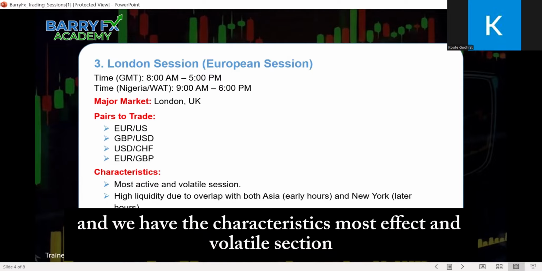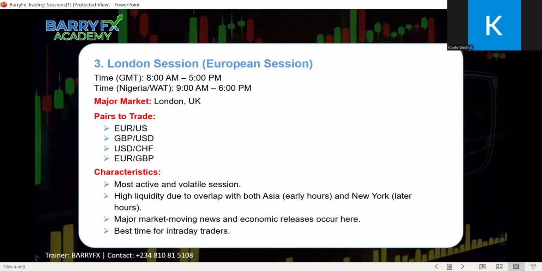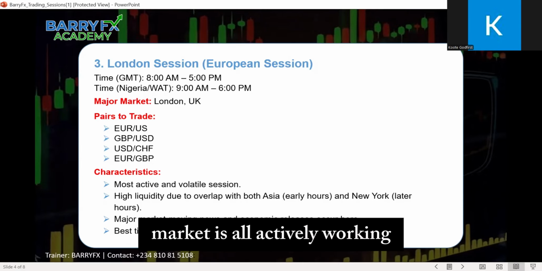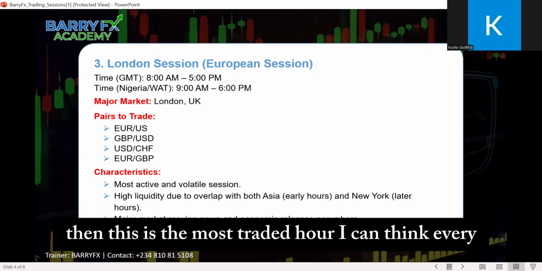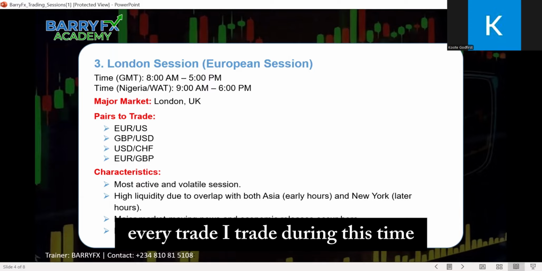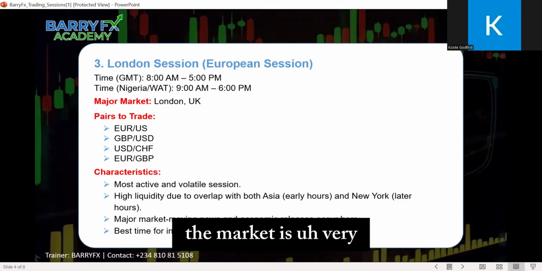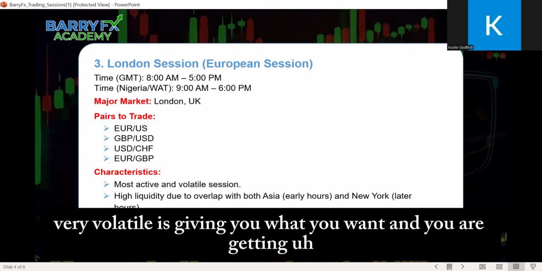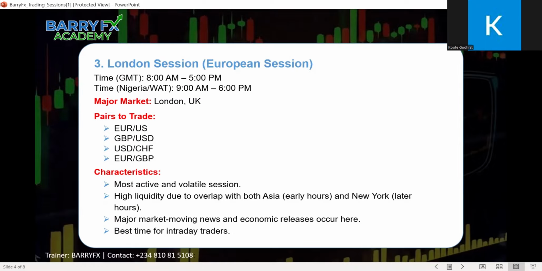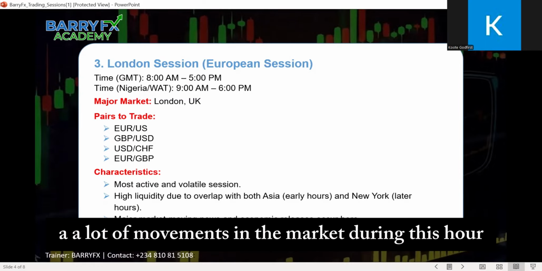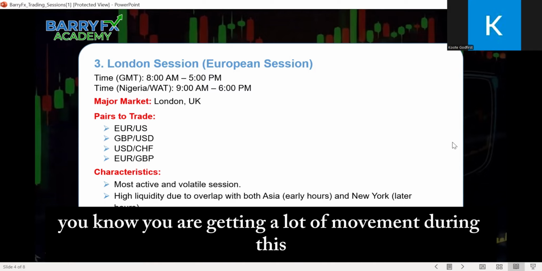And we have the characteristics: the most active and volatile session. The market is actively working then. This is the most traded hour. I think almost every trader trades during this time, because the market is very, very volatile. It's giving you what you want, and you are getting a lot of movement in the market during this hour.